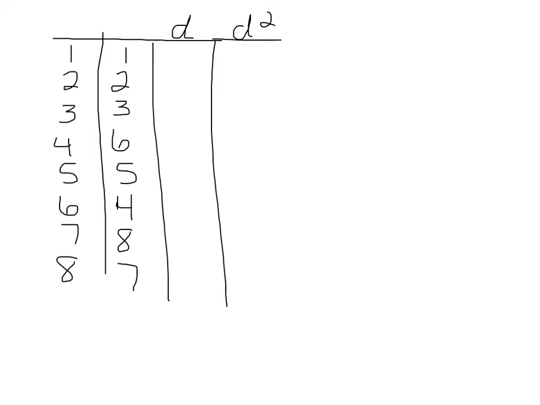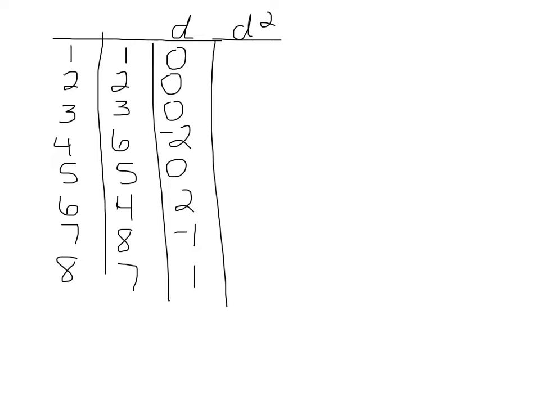So to calculate Spearman's, the formula will be given on the quiz and the test. You will need to fill in this chart. D is difference, so you just subtract. I usually work left to right, but it doesn't actually matter. 1 minus 1 is 0, 2 minus 2, 3 minus 3, 4 minus 6, 5 minus 5, 6 minus 4, 7 minus 8, and 8 minus 7.